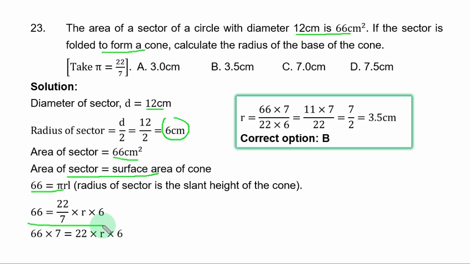Multiply through by 7 to clear fraction. You have this. Divide both sides by 22 times 6 to get R in this form. If you simplify and reduce and divide, you have 3.5 as the radius of the base of the cone. B is the correct option.